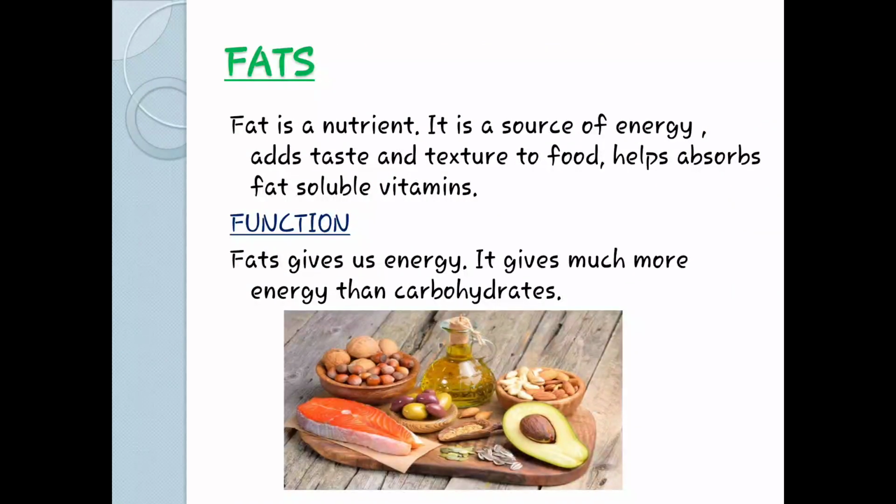Fats. Fat is a nutrient. It is a source of energy, adds taste and texture to food, and helps absorb fat soluble vitamins. Function: fat gives us energy. It gives much more energy than carbohydrates. Let's move to the next slide.